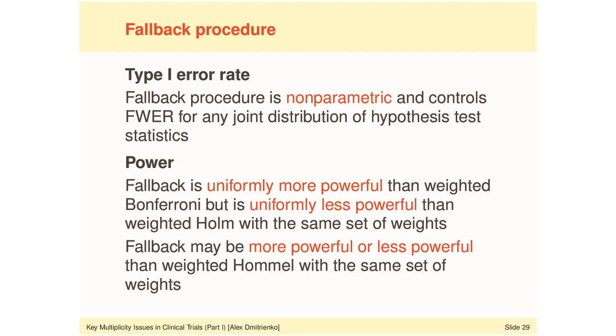But when we compare the fallback to other stepwise multiple testing procedures, for example, procedures with the data-driven testing sequence, there is really no simple relationship between the fallback and those procedures. In some cases, the fallback procedure may be more powerful, or maybe less powerful. For example, it is less powerful than the weighted Holm with the same set of weights, but at the same time, it may be more powerful or less powerful than the weighted Hommel with the same set of weights.